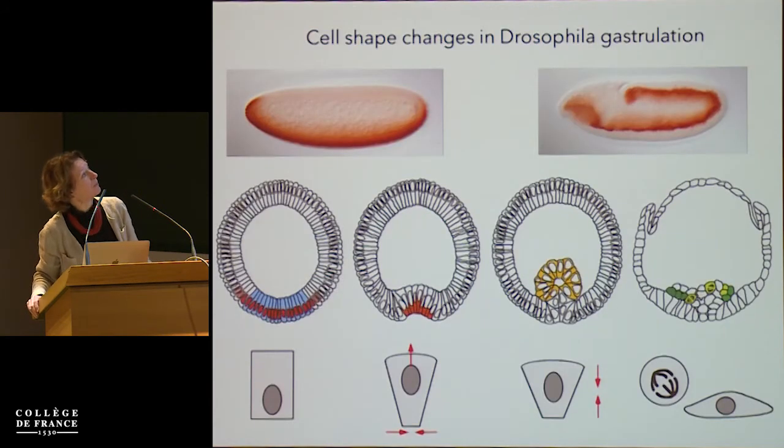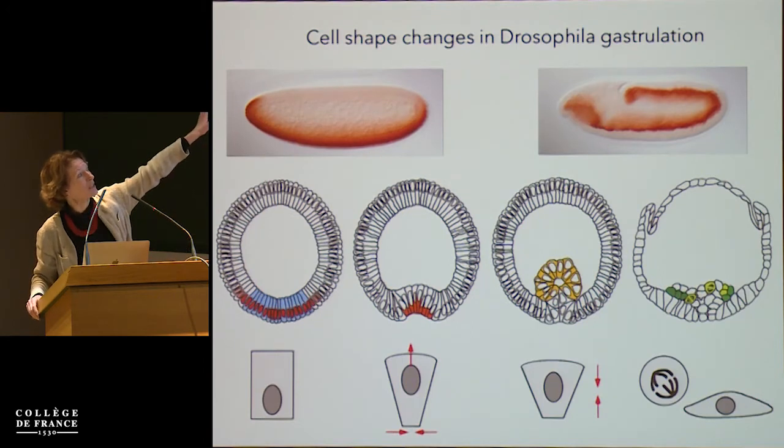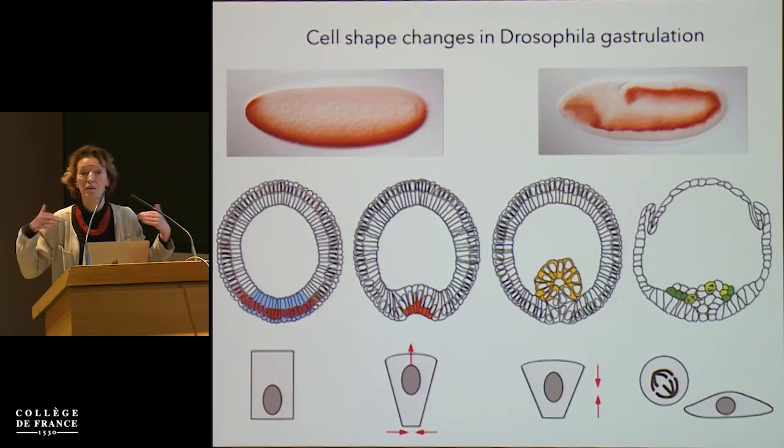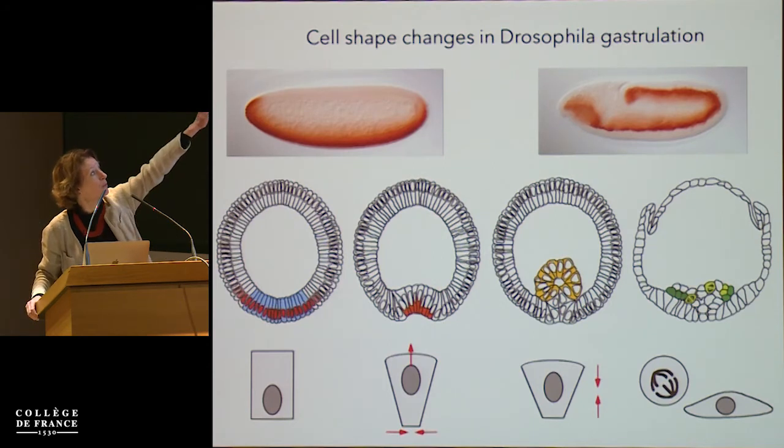And at the top here are two very old images of a Drosophila embryo before and after gastrulation: before morphogenesis has started, and at the point when early morphogenesis has created the germ layer. So it's brought the brown cells from the outside to the inside.